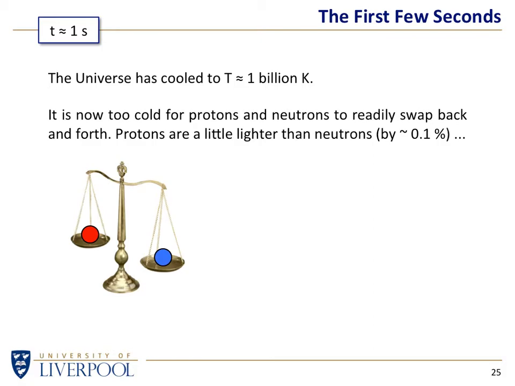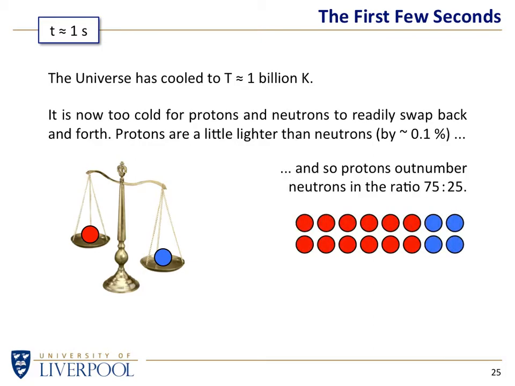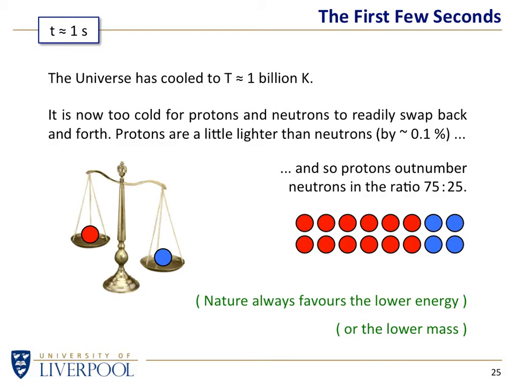So protons are lighter, only by a little bit, 0.1%, so they're almost the same mass, almost the same weight, but with a slight difference. That means the universe makes more of the lighter one. This is a fairly fundamental principle. Given the choice of making heavy particles or light particles, the universe will always favor the lighter one, the lower energy or lower mass.